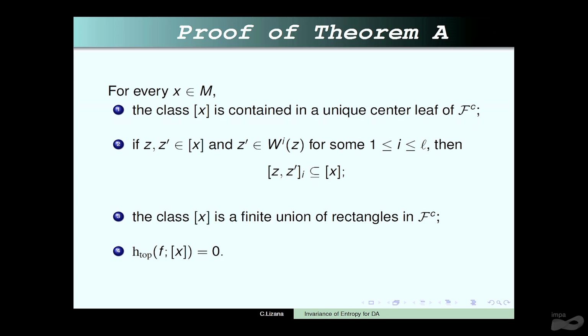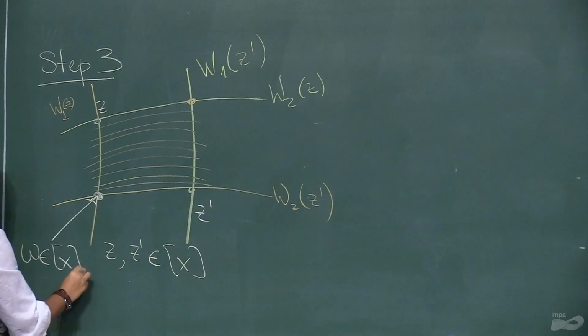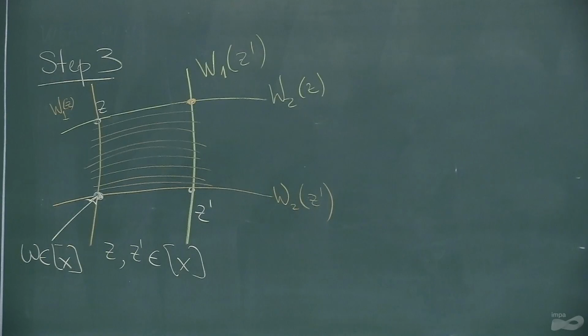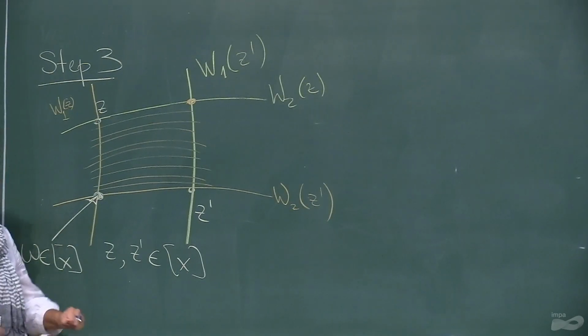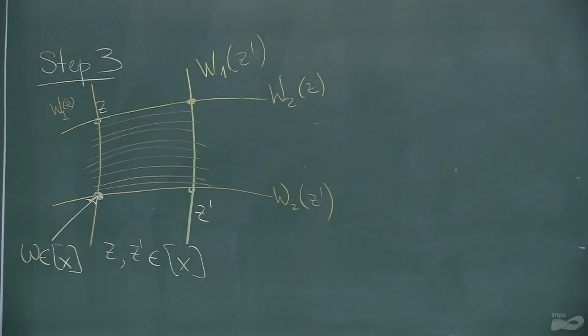So what is the idea? To prove that this point here belongs to the class. Basically, again, you have to use the quasi-symmetry and the semi-conjugation, so that the class is of bounded diameter.